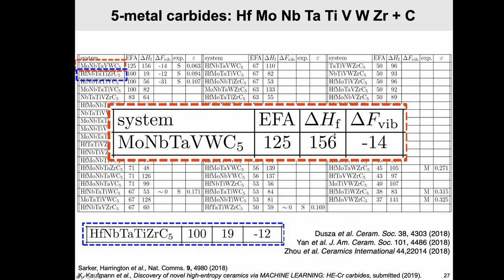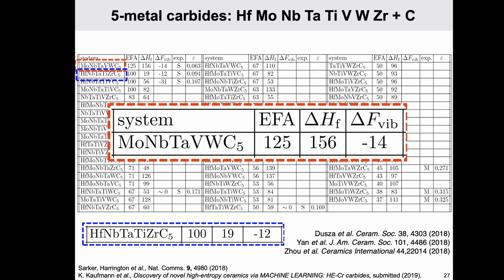But look at the delta H. You have a loss of 156 millielectron volts with respect to 19, which means that this compound is highly unstable from a computational point of view. Because do you know how much 156 millielectron volts is? It is 6 times kT at room temperature. So it's pretty much room temperature multiplied by 6.